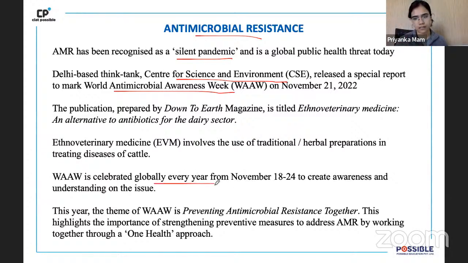It is celebrated, since we are using the term world, globally from November 18th to 24th to create awareness about antimicrobial resistance, right? And this year, the theme was preventing antimicrobial resistance together. It is also a part of the One Health approach.